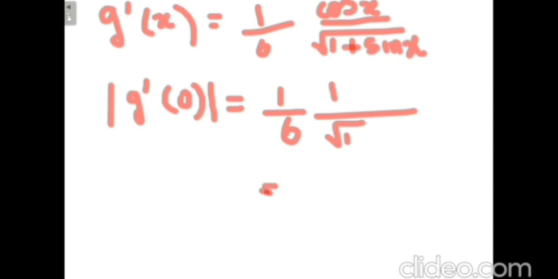Let me check with 0. The modulus of g dash of 0 equals 1 by 6 cos 0 by root of 1 plus sin 0. We know cos 0 is 1, and sin 0 is 0, so the value is 1 by 6, which is less than 1. Now let me check with 1.